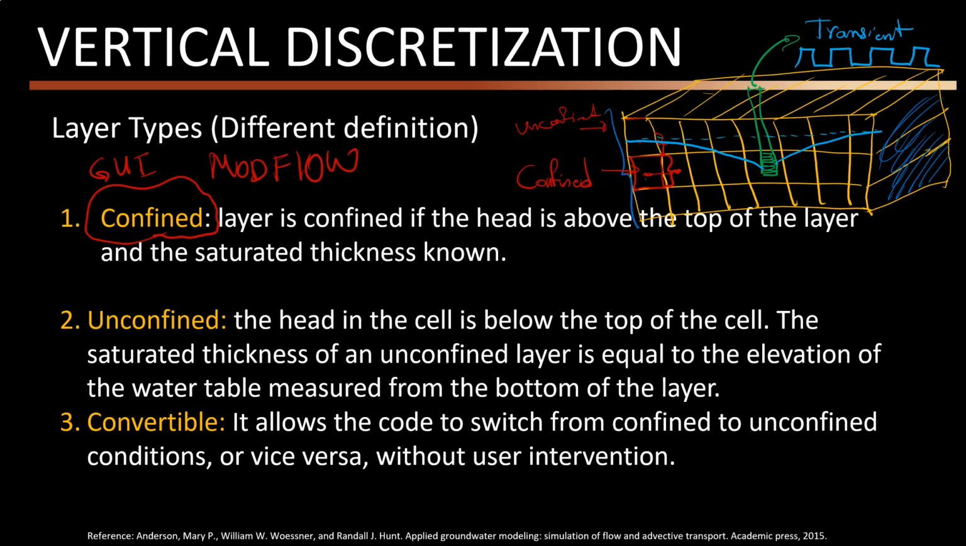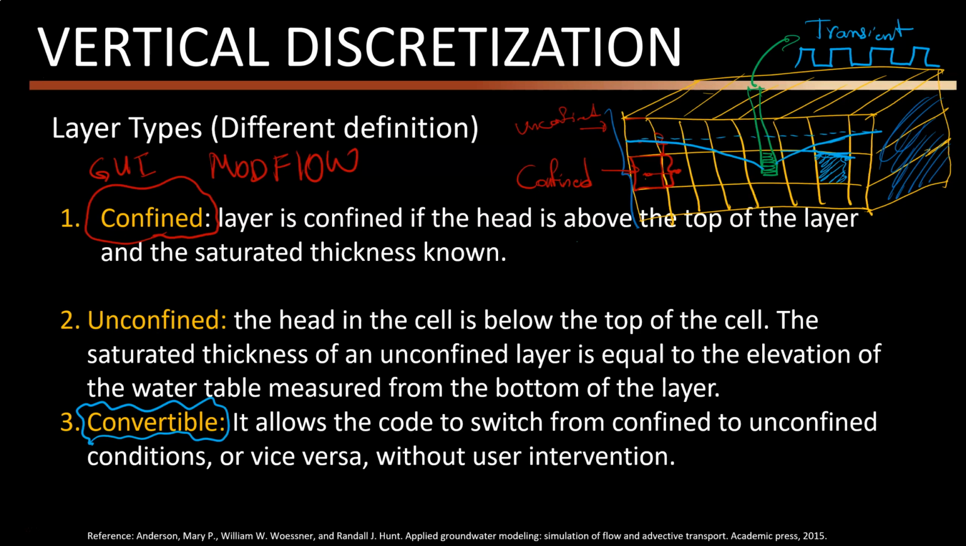Okay, so in this case, there is another type of layers which we call convertible layers. The convertible feature allows the model to check if the head is on top of that. It considers that it is a confined layer, or if it is not, it is considered as unconfined. So technically it checks the head with the top of each cell, okay?